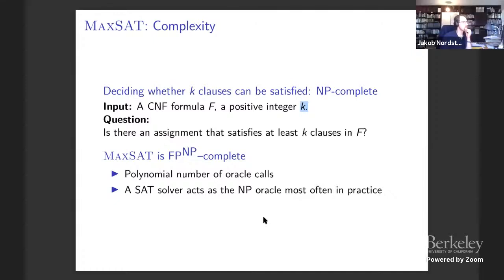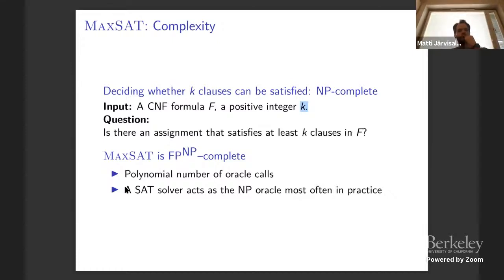We have our first question, Matti. Or second, I guess. I already asked one. The first one in the chat.